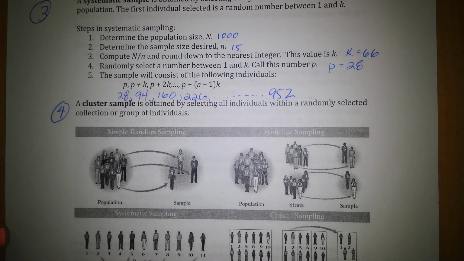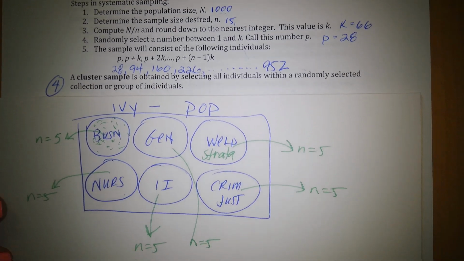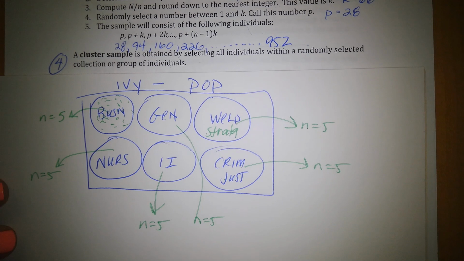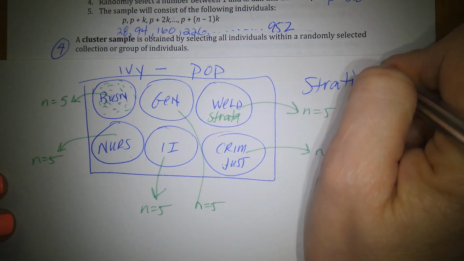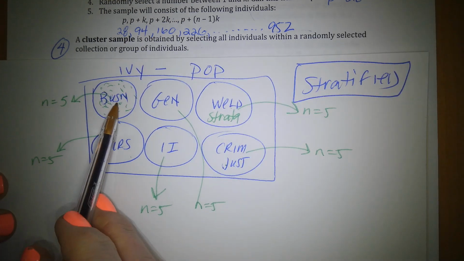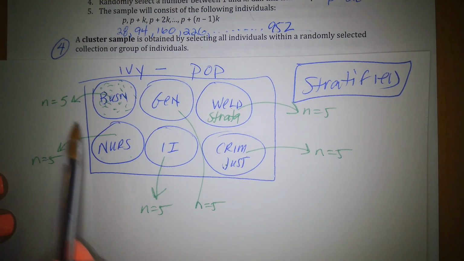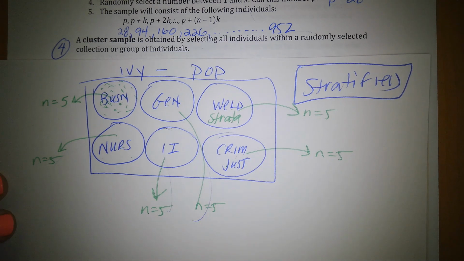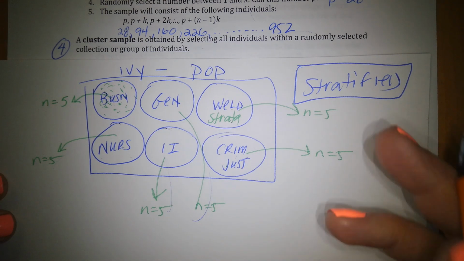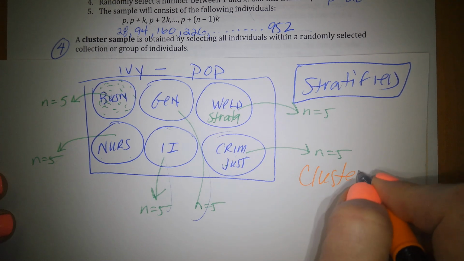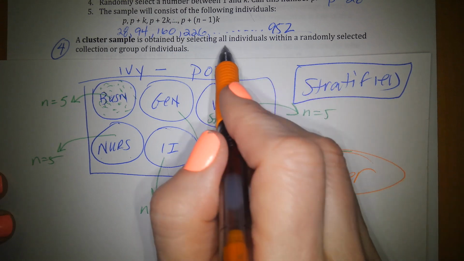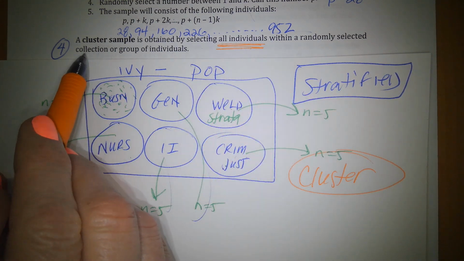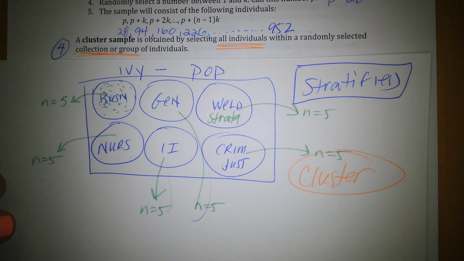So let me go back to the picture that I drew for you just a second ago, which was for the stratified. This was the stratified example, where we separated into groups and then we took a random sample from each group. Now, in orange, I'm going to show you how a cluster is going to look different. A cluster sample, you select all the individuals in one selection group or collection.